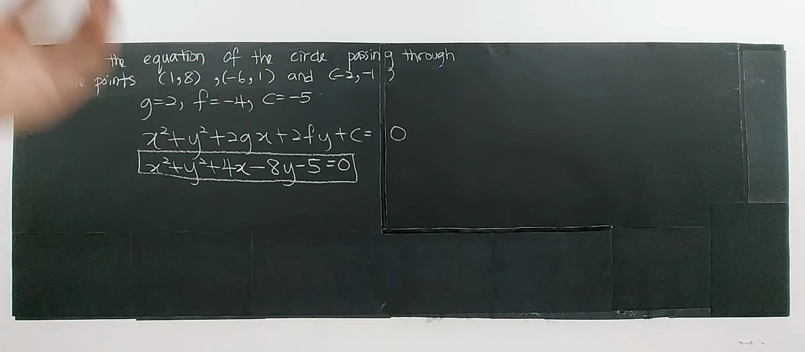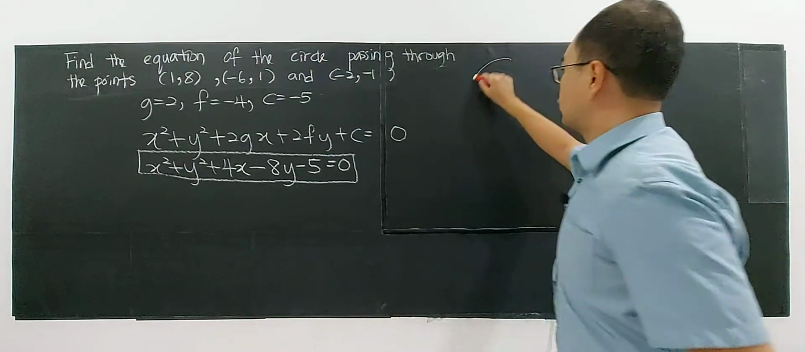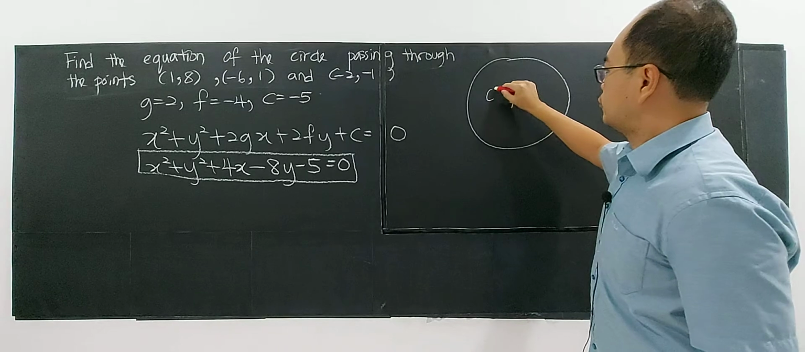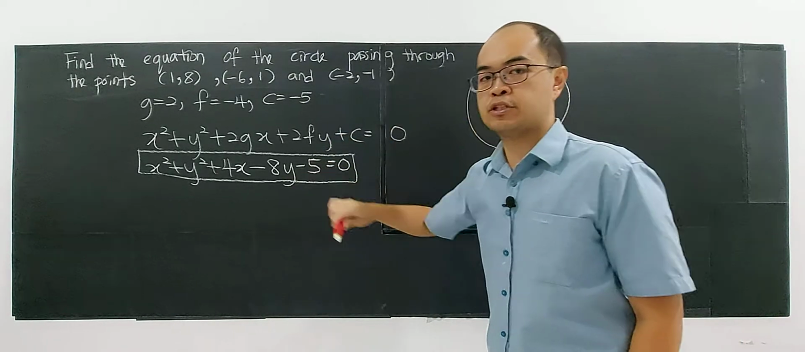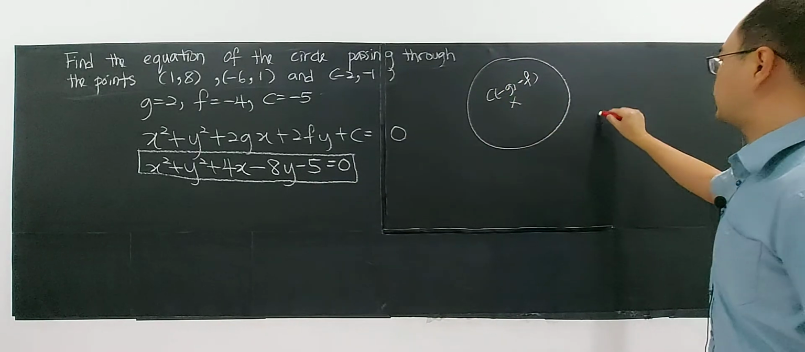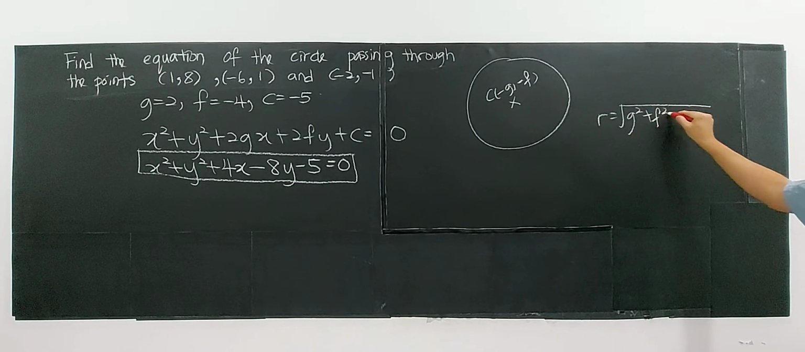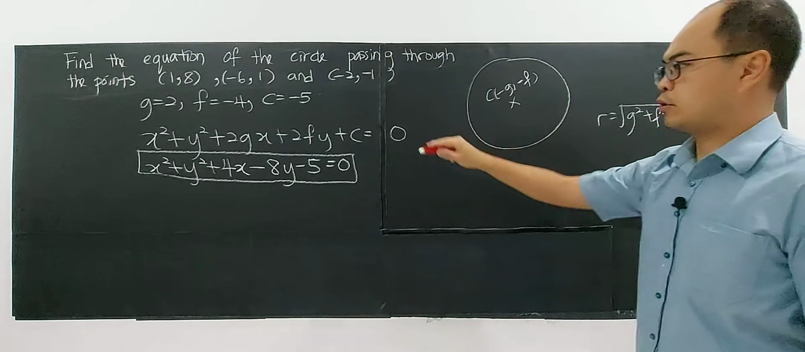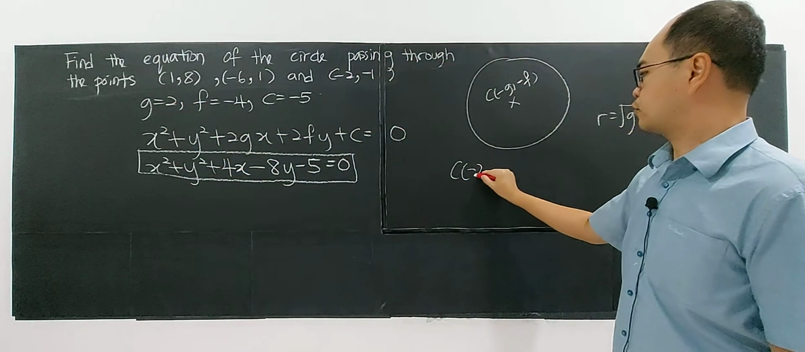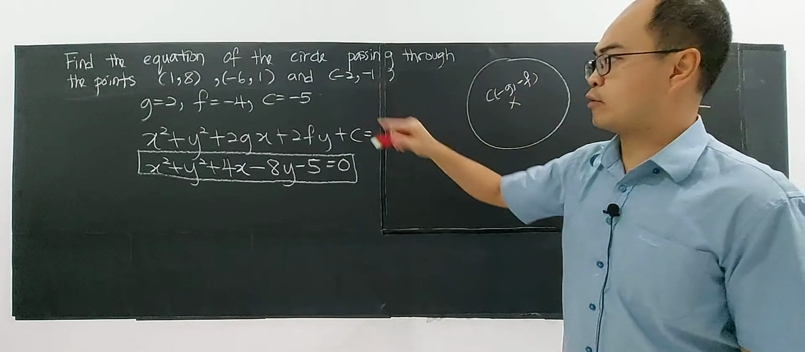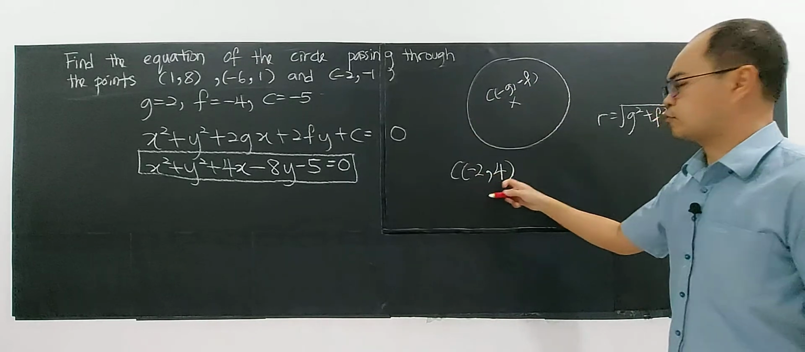So if you want to find the center of the circle, it's very easy. We know that the center of the circle, the formula, is negative g, negative f, if we're using the general equation. And the radius will be the square root of g to the power of 2 plus f to the power of 2 minus c. So from here, I know that the center will be negative g, which is negative 2. Negative of the f value will be 4. So the center of the circle here will be negative 2, 4.